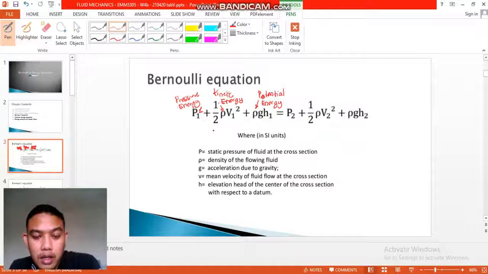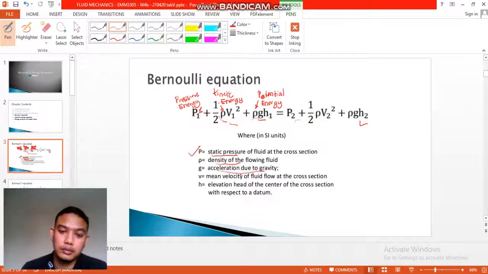So the main formula is P1 plus 1/2 rho V1 squared plus rho g h1 equals P2 plus 1/2 rho V2 squared plus rho g h2. We know that P is the static pressure, rho is the density of the fluid, g is the acceleration of gravity, V is the velocity, and h is the elevation head.